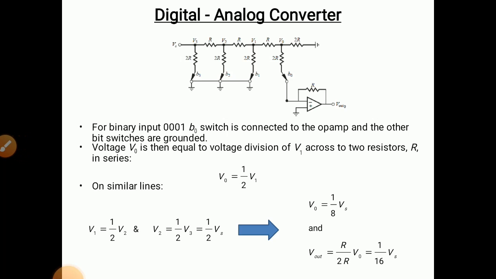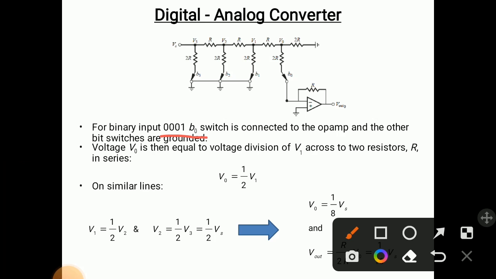Now let us assume that we are using the word 0001. Here you can check this is 0001. So what happens? All the 3 bits are 0, that's why they are grounded, and only 1 bit is 1. That's why it is connected to the output line. Like this, for the example 0001, only the 1 is connected to the output line.